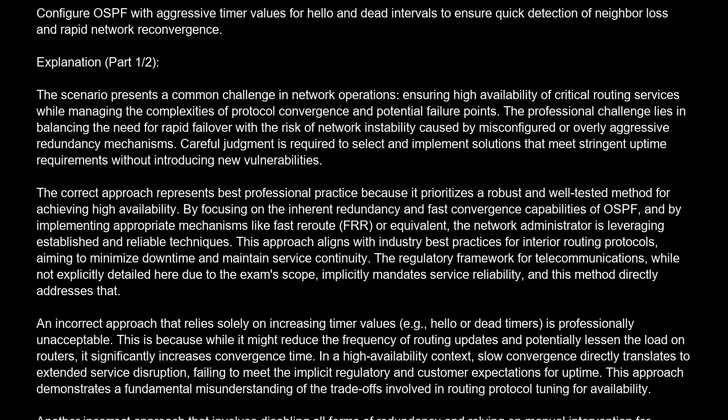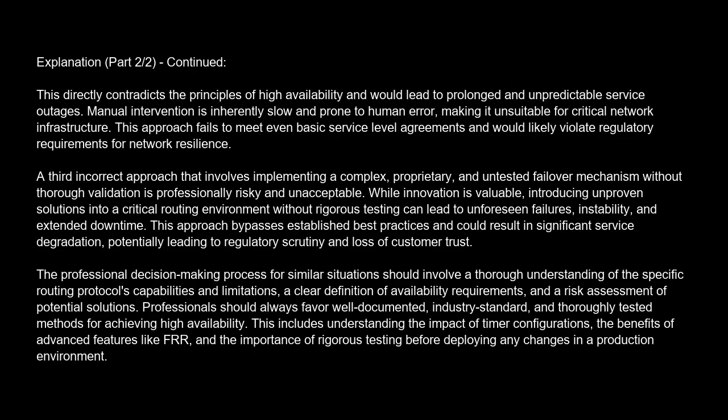Another incorrect approach, one that involves disabling all forms of redundancy and relying on manual intervention for failover, is also professionally unacceptable. This directly contradicts the principles of high availability and would lead to prolonged and unpredictable service outages. Manual intervention is inherently slow and prone to human error, making it unsuitable for critical network infrastructure. This approach fails to meet even basic service-level agreements and would likely violate regulatory requirements for network resilience.